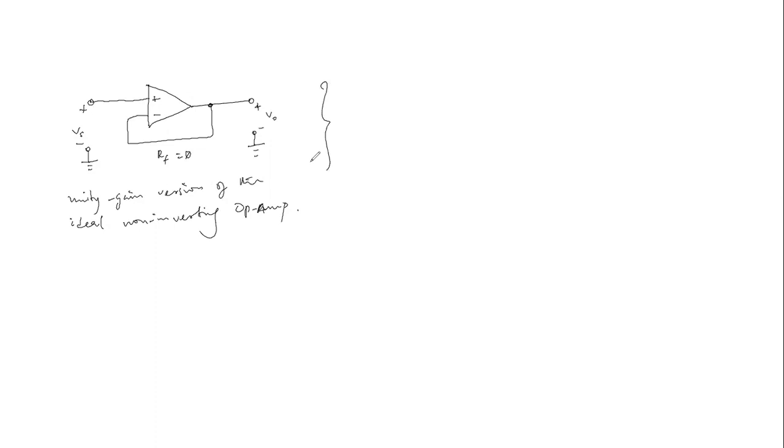Now, from this configuration, you will recall that the closed loop gain is the same as V naught over V sub S, which is the same as 1 plus R sub F divided by R sub 1. Now, if the feedback resistance is 0 and this reduces to 0, then the closed loop gain, V naught over V sub S, is equal to 1, which makes it the unity gain amplifier.